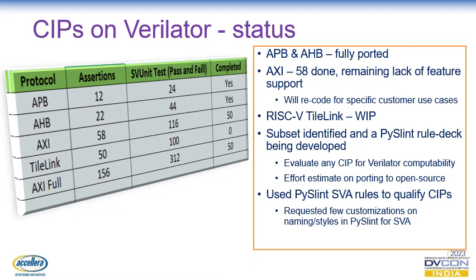Again, in case of AXI, you would see that there are two rows. There's 58 and 116, and then 156, and you see that something isn't completed. So let's talk briefly about it. AHB and APB is fully ported from a production proven VIP. In case of AXI, 58 are done. There are another about 198 of them.